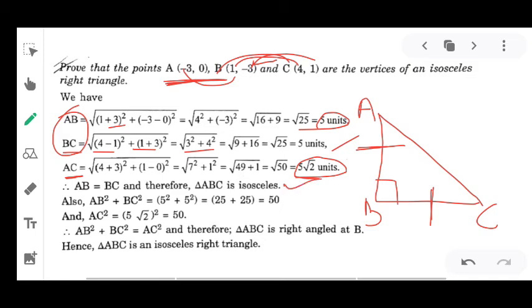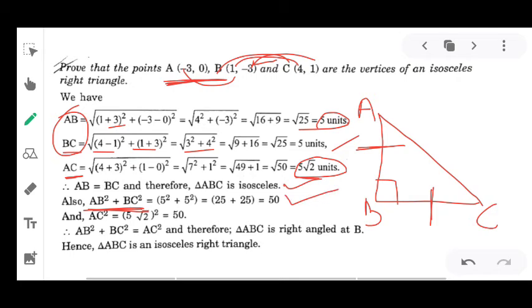Now if this is a right angle triangle, then we know the Pythagoras theorem, that is hypotenuse square equal to the sum of the squares of the other two sides, that means AC square equal to AB square plus BC square. Now prove that one. So AB square plus BC square, that is 5 square plus 5 square, that is 25 plus 25, that is 50.